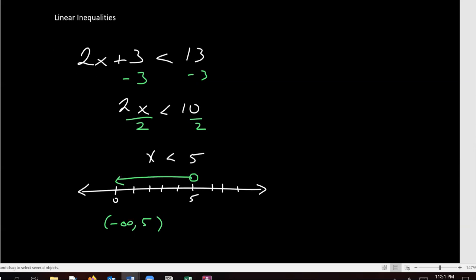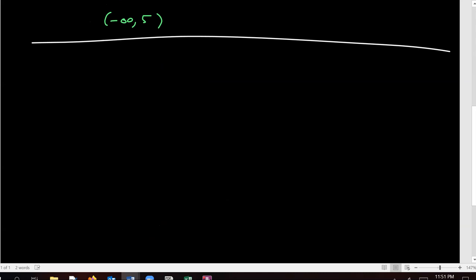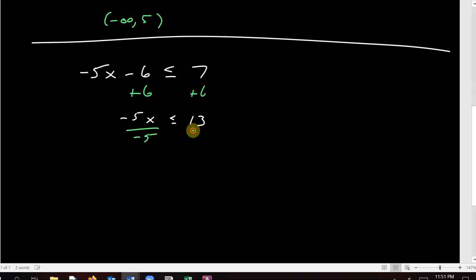Now, what else might happen is, let's see if we have negative 5x minus 6 less than or equal to, let's just say, 7. So I'm going to add 6 to both sides. That's going to be negative 5x less than or equal to 13. Then I'm going to divide by the negative 5.